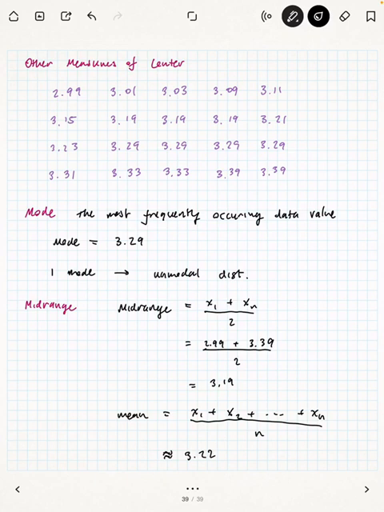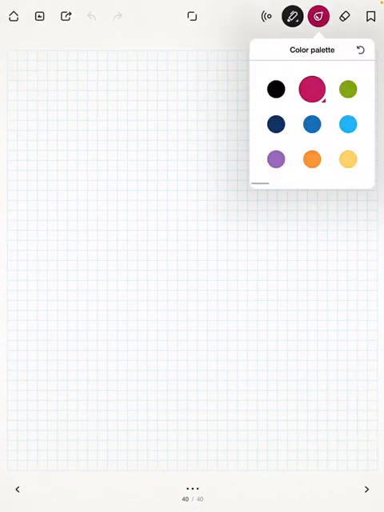On the other hand, if we are working not with the raw data set itself, but with a frequency distribution, we can approximate a mean from a frequency distribution. So an approximated mean: if you want to find the mean from a frequency distribution, you would take the sum of your classes.